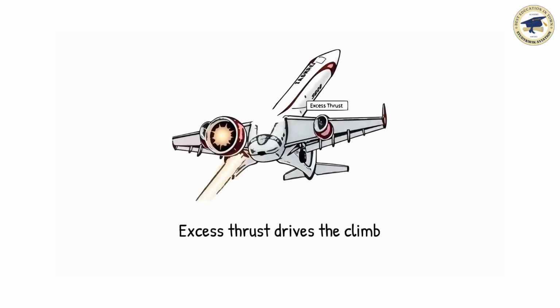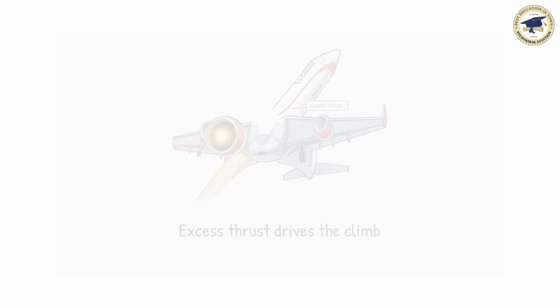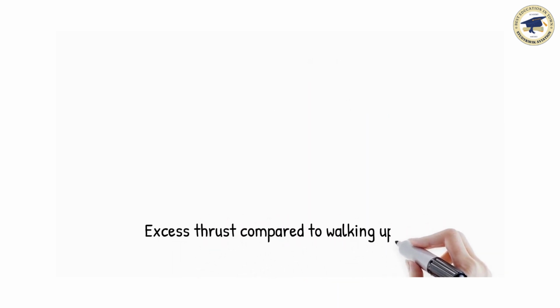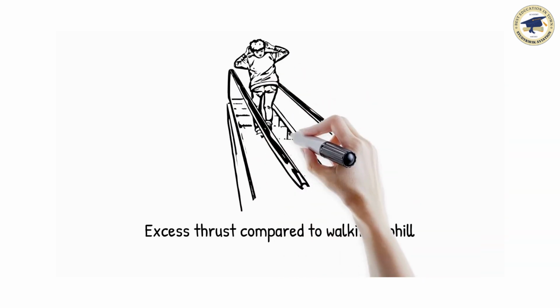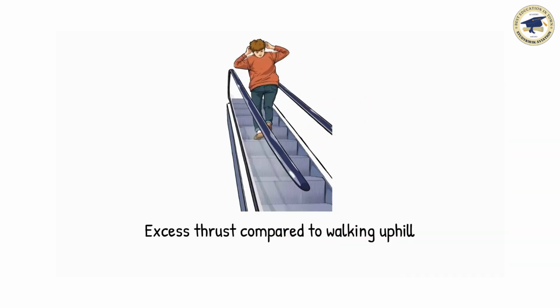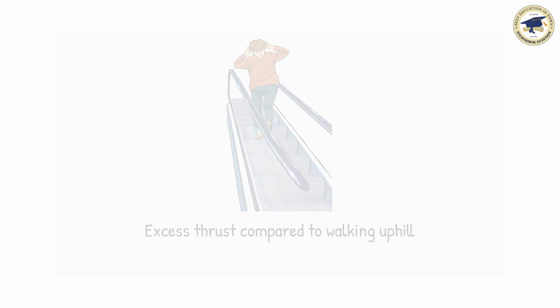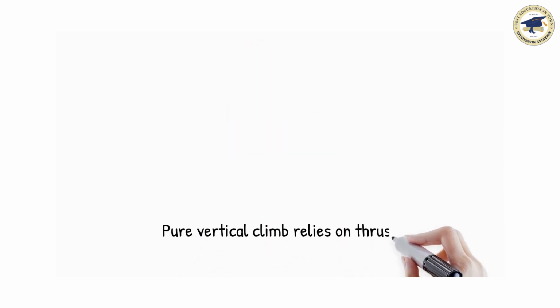Think of it like walking up an escalator, requiring more effort. On level ground, you just walk normally. On the escalator, you're fighting gravity pulling you backward. You need to push harder. That's your excess thrust. Now imagine a pure vertical climb, like a rocket.